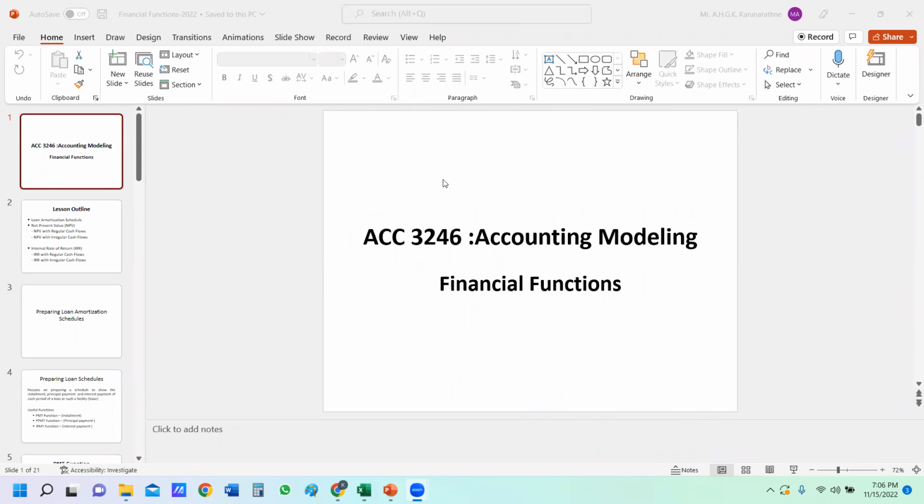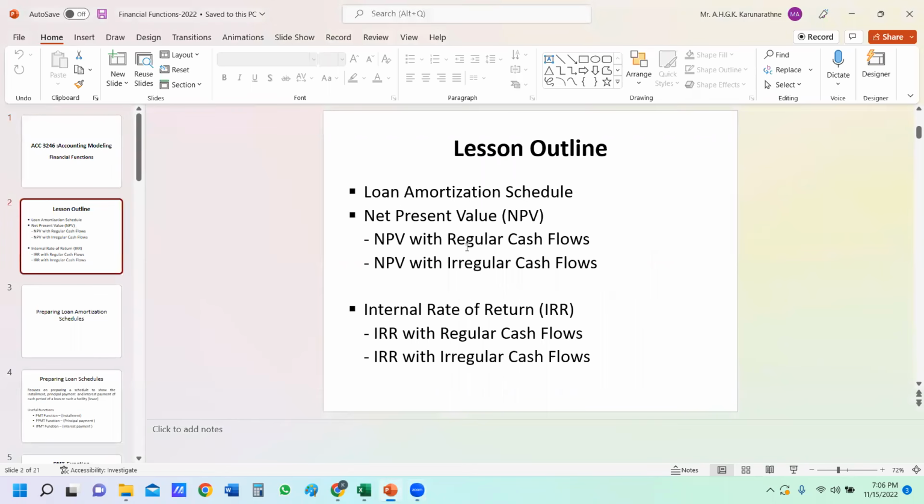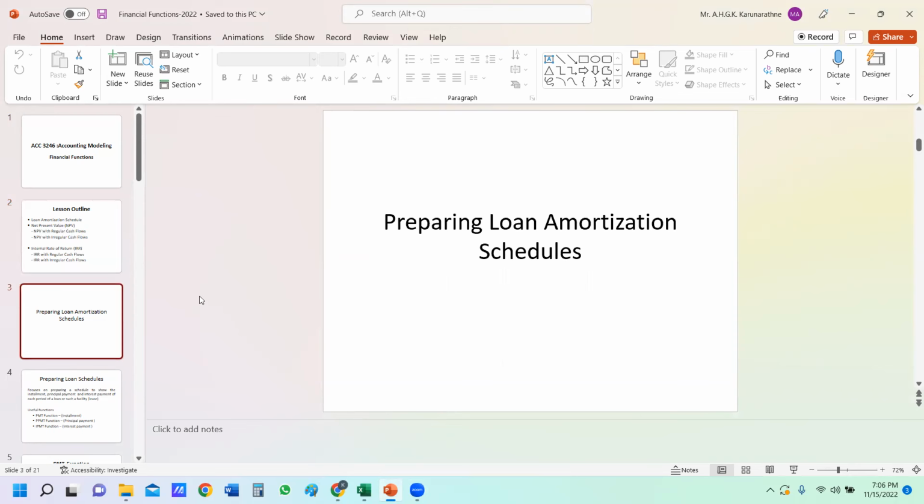Okay, we started last week discussing accounting modeling financial functions that are important in accounting and finance model development. Accordingly, these are the key areas we are going to discuss: loan amortization schedule, NPV calculations, and IRR calculations. First, we initiated last week discussing preparation of the loan amortization schedule or loan repayment schedule.